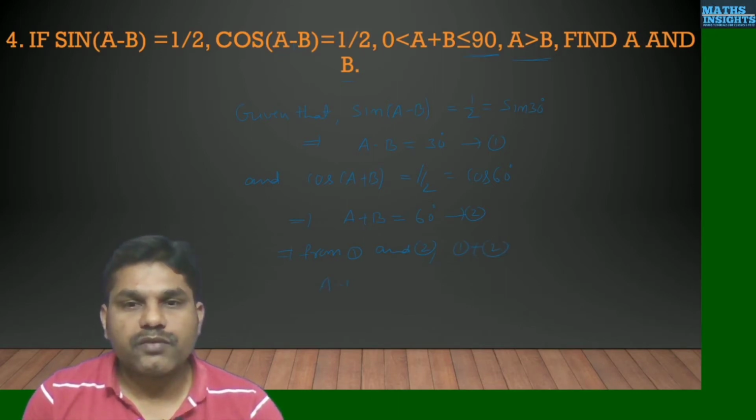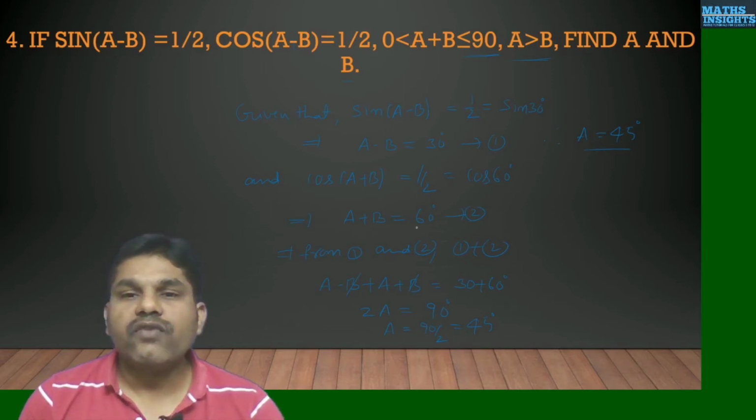Now from 1 and 2, I am adding 1 plus 2, therefore a minus b plus a plus b. On left hand side I am adding, and this will become 30 degrees plus 60 degrees. If you cancel minus b plus b, 2a is equals to 90 degrees. Therefore a will become 90 by 2, which is equals to 45 degrees. Therefore a is equals to 45 degrees.